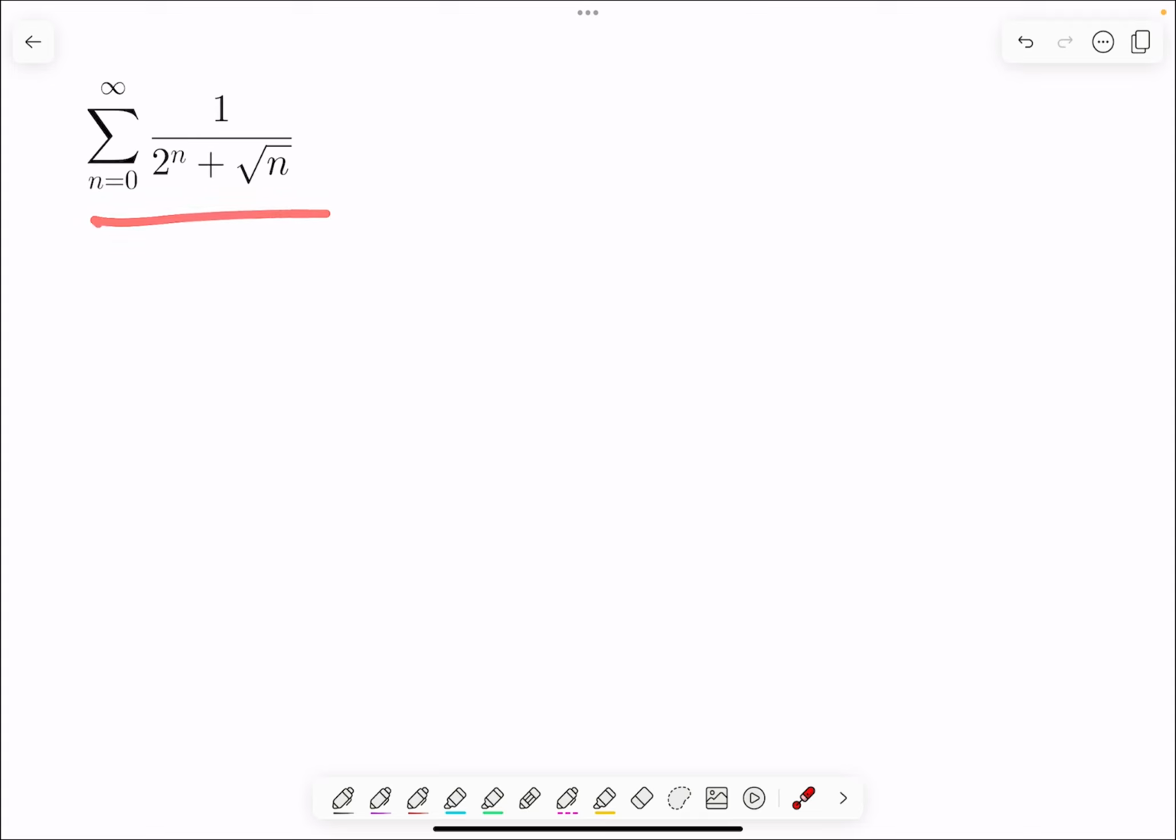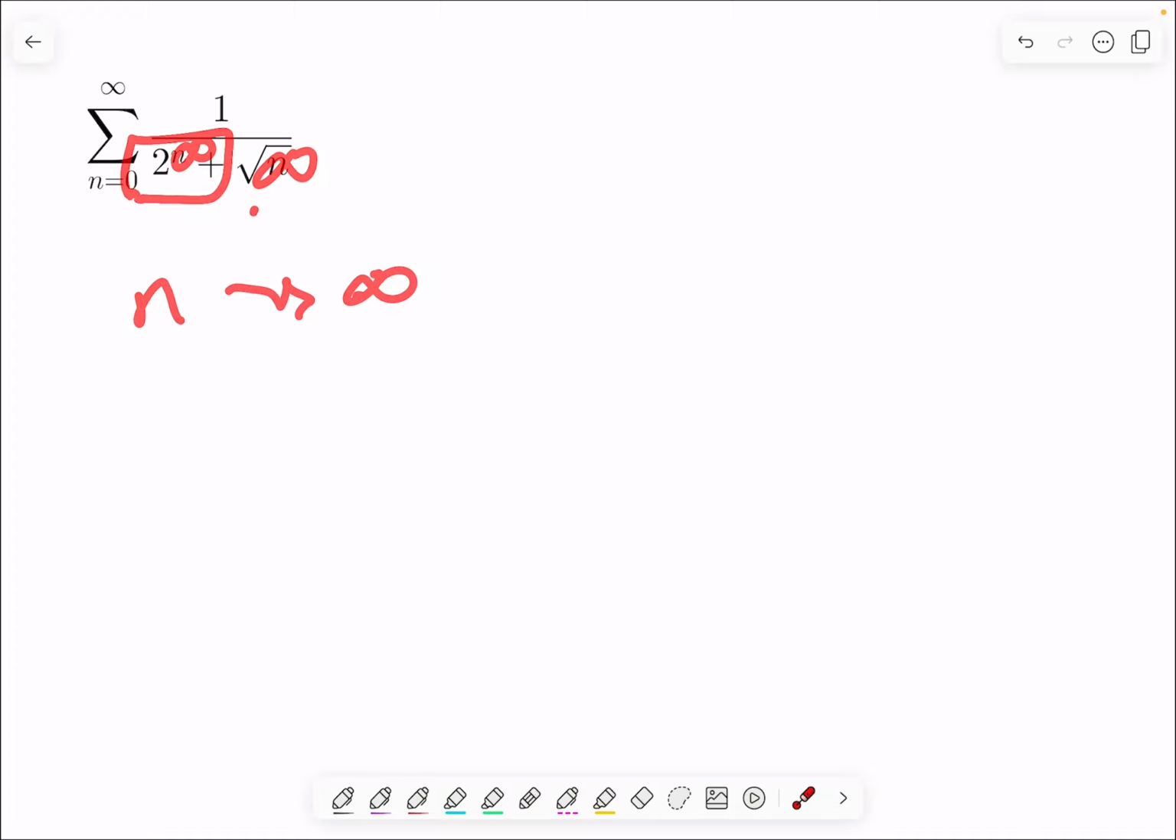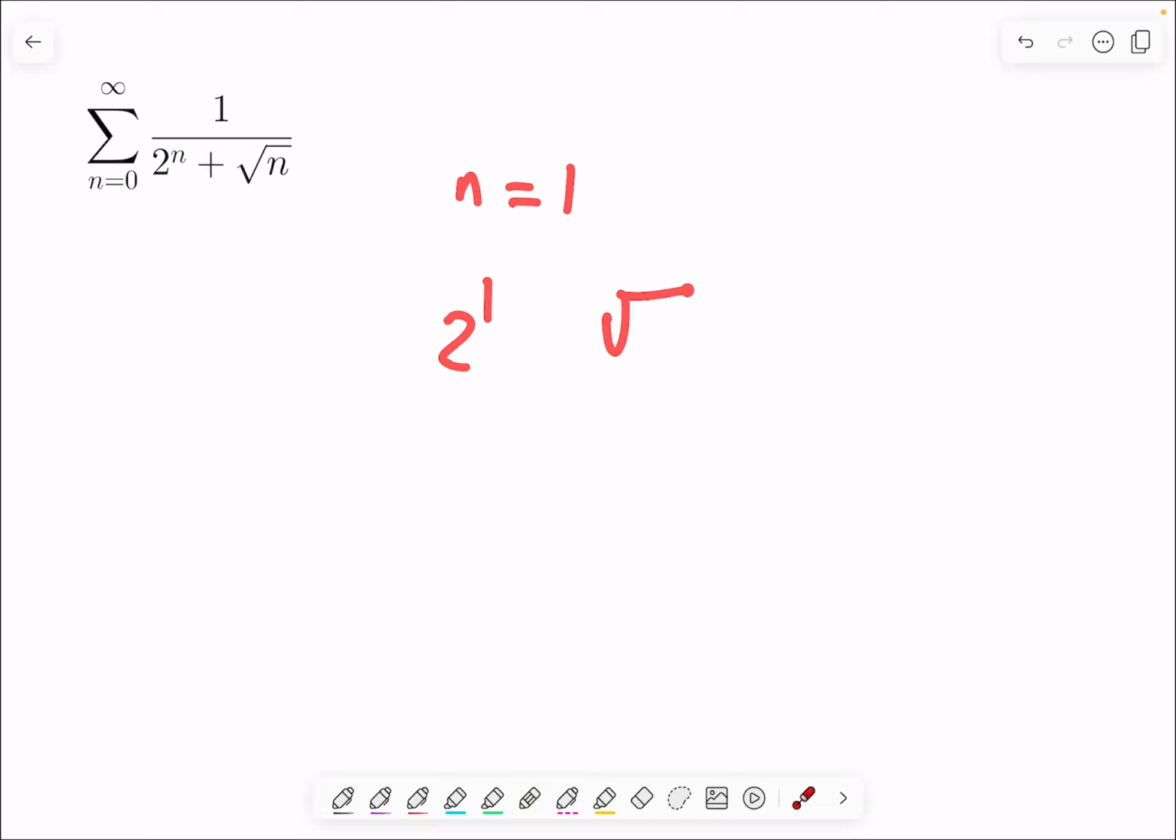I look at this and I ask myself, is there anything that I can strip away as n becomes really big? Well, if n becomes really big, this here is going to overpower, and you can test it. Let's say n is equal to 1. 2 to the 1 versus square root of 1. So these here are your n's. This is just 2 and this is just 1. So which one's always bigger? This one, the 2 to the n. So I can strip this away.